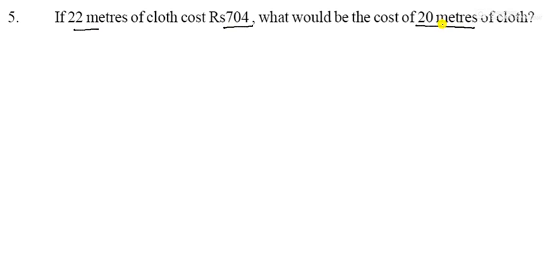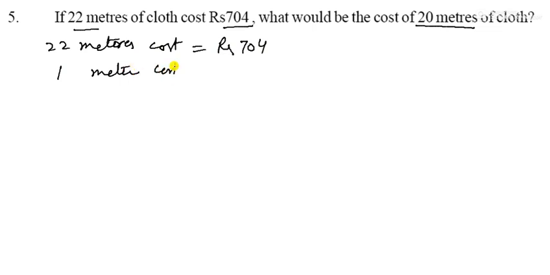Now come to the fifth. If 22 meters of cloth cost is rupees 704, what is the cost of 20 meters? So meters is written first. So you can write here 22 meters cost is equal to rupees 704. So 1 meter cost will be rupees 704 divided by 22. Always remember, it is always undivided.